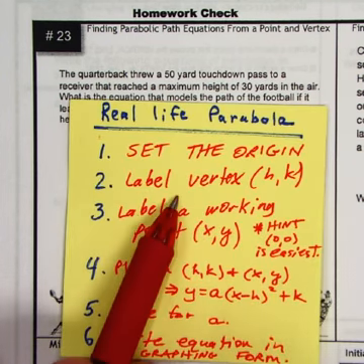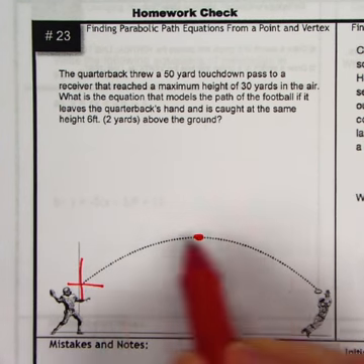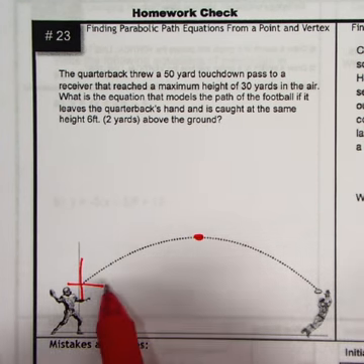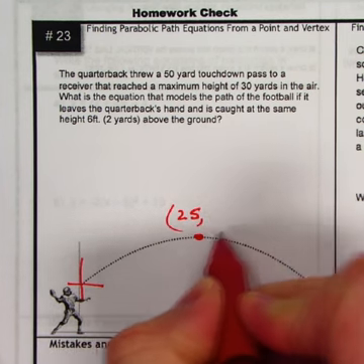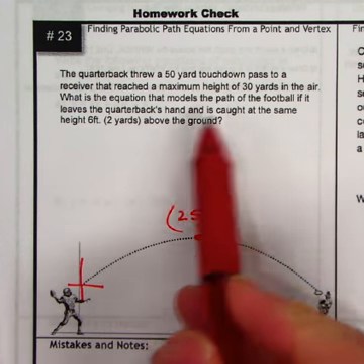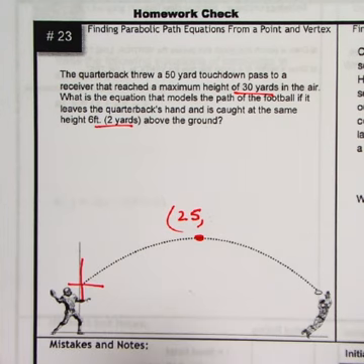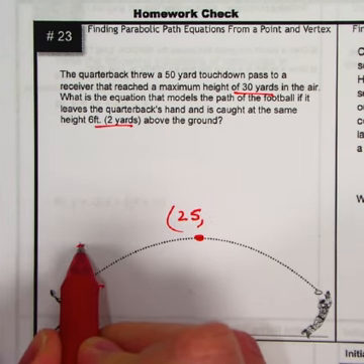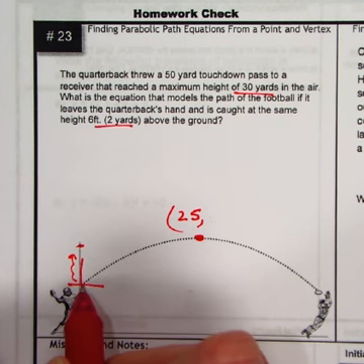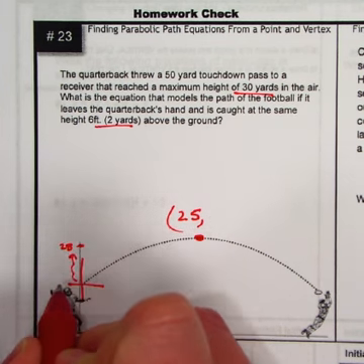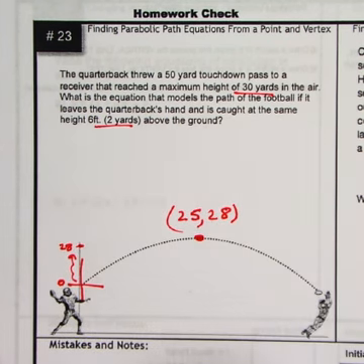Our second step is to label the vertex. So the vertex is this key point right here. Parabolas are symmetrical. It's the halfway point. I'd have to go all the way over is 50, halfway is 25, comma. Now I need to figure out how high up it is. Well, it says it reaches a height of 30 yards in the air, but it leaves the quarterback's hands 2 yards up. So this is 30 yards from the ground, but if 2 yards is here, that's 28 yards from the origin that we set. So this is 28 because this is 0. And so then this would be 25, comma, 28 as our vertex point.